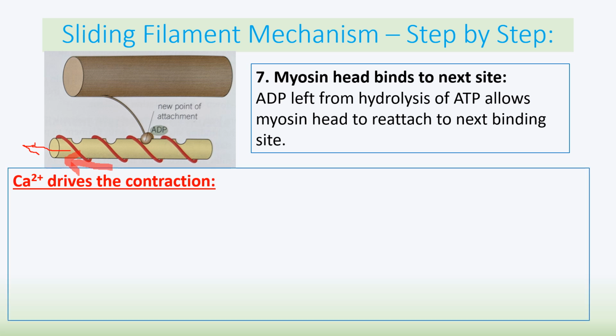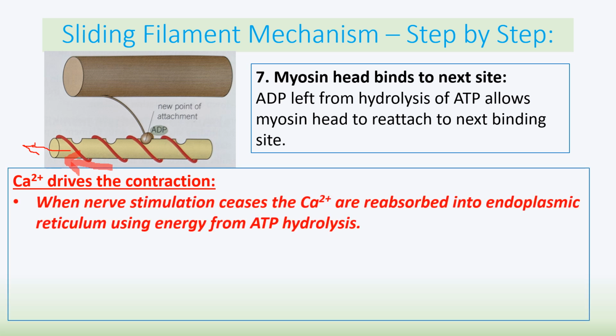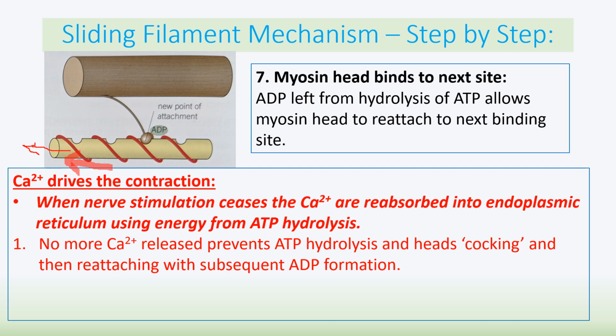Well, when the nerve stimulation ceases, when the motor neuron has no more action potential, the acetylcholine isn't released, and the calcium ions get reabsorbed from the cytoplasm into the endoplasmic reticulum using energy from ATP hydrolysis. That means no more calcium ions are released. That prevents the ATP hydrolysis, and that prevents the head cocking and then reattaching due to the subsequent formation of new ADP.